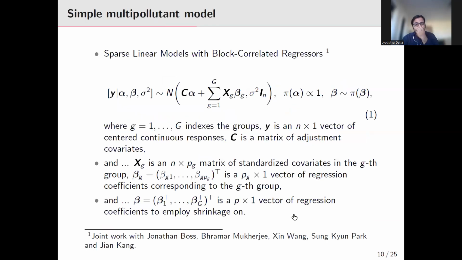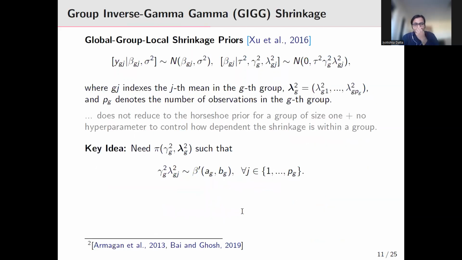Okay. So for group shrinkage, once again, we have this situation where you have y coming from a regression problem, but your parameter vector beta is grouped into capital G many different groups. X_g is a matrix of standardized covariates in the g-th group, and if you stack all the individual group parameters beta_1 to beta_G, it's a p by 1 vector of regression coefficients. Okay, so there is a grouped version of the horseshoe prior by Zhu et al. in 2016.